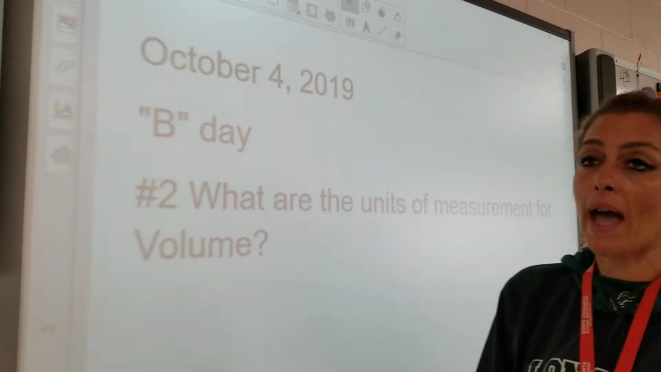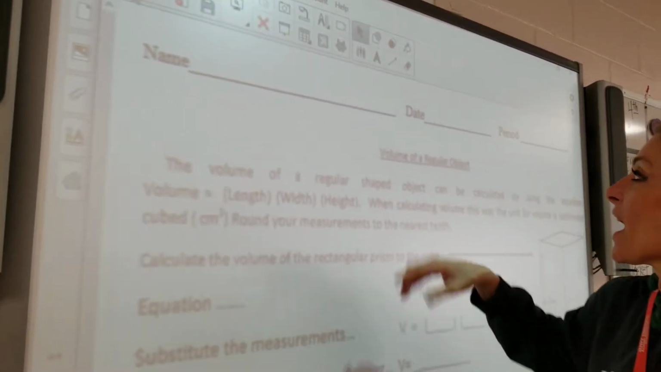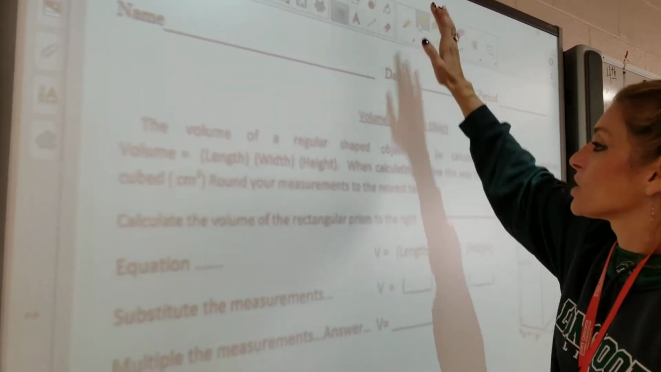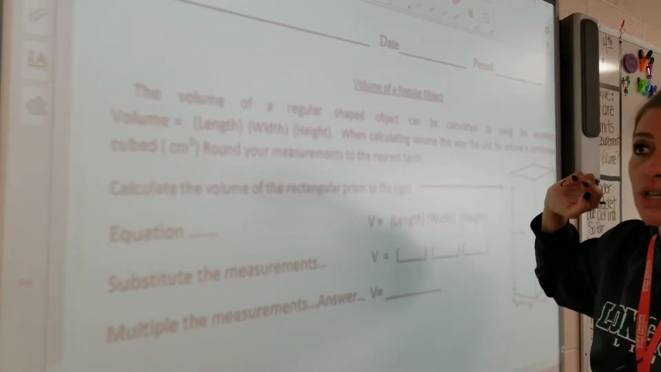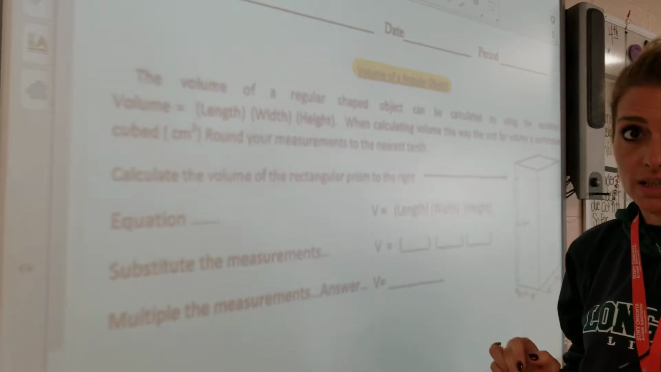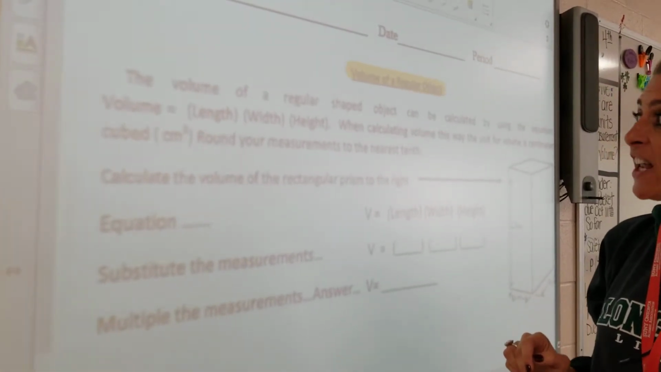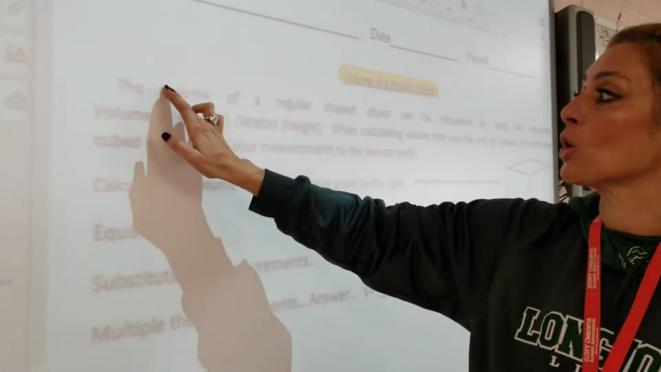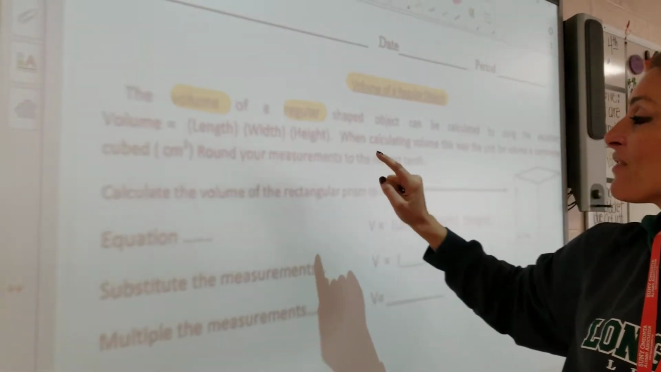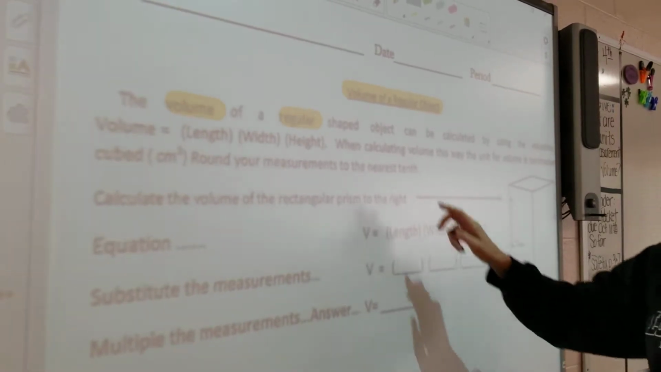So we're looking at packet page 15 in our white packet that looks like this. Everybody should have a highlighter out, so we're going to highlight the key information. When you're finding the volume of a regular object, we're going to use a ruler. We're going to be measuring the length, the width, and the height. So the volume of a regular object. Regular means I have sides that I can measure with a ruler.